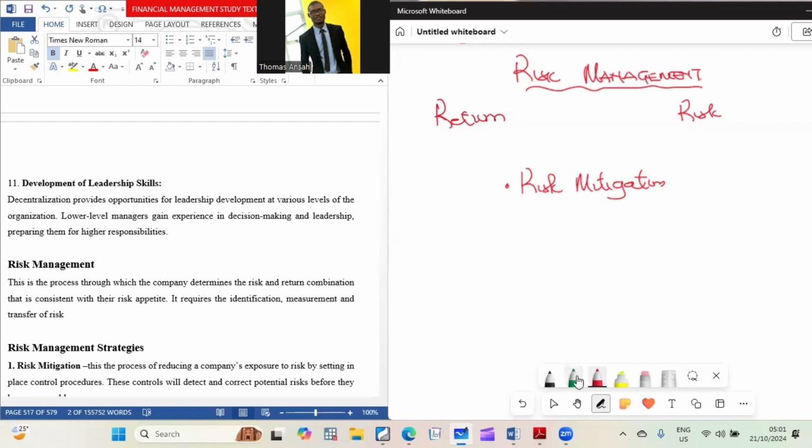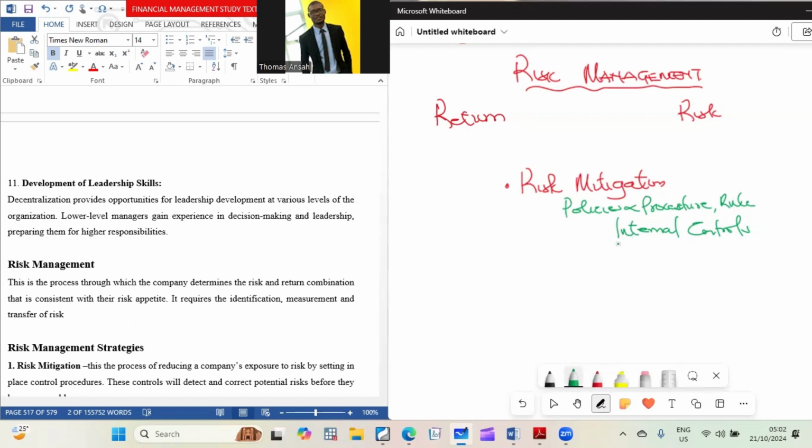What is risk mitigation? Here, you are using policies, procedures, you are using rules to help reduce the risk or even prevent it if you can. So risk mitigation is the process where an entity reduces its risk exposure using policies, procedures. In general, we call them internal controls. All right. You are using controls to actually mitigate the risk.